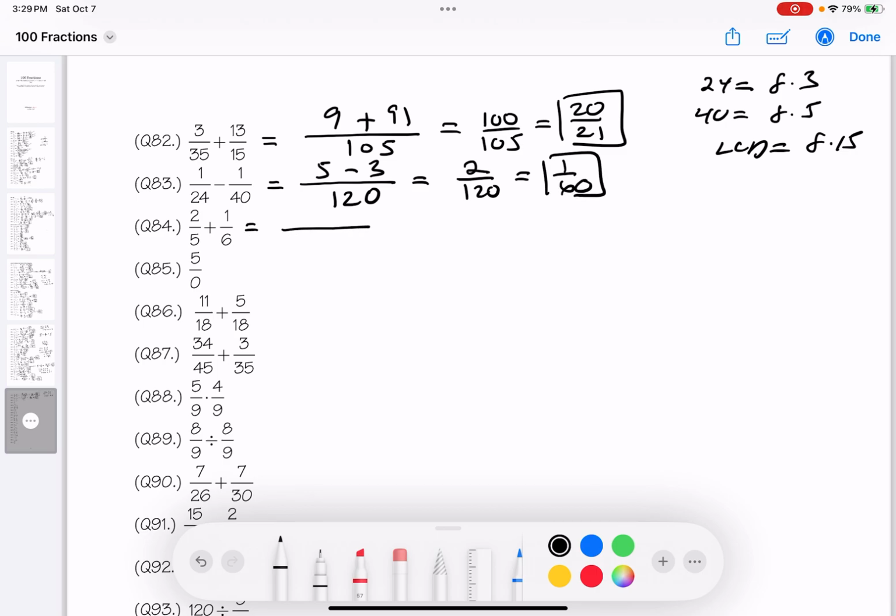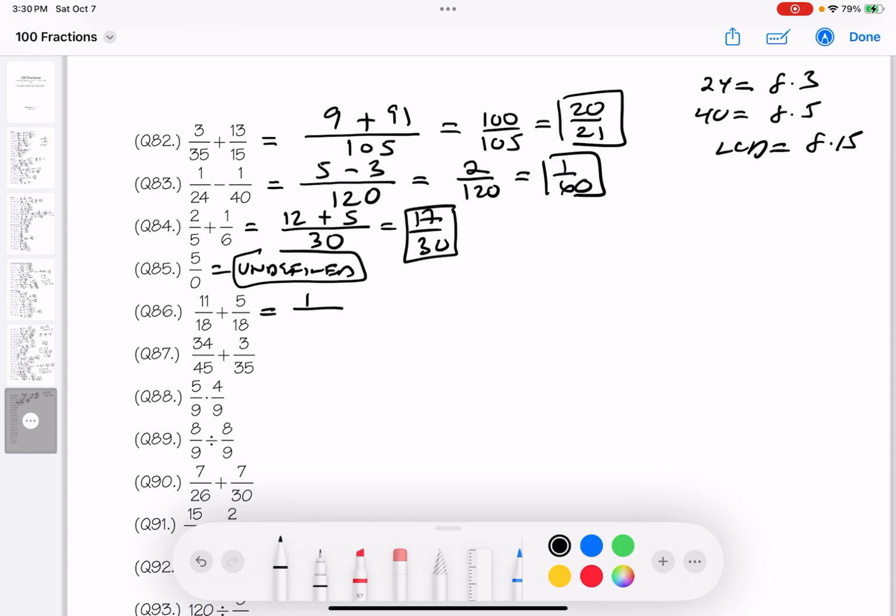A little more, this is easier for me, it's 30. And what do you get? 6 times 5 is 30, so 6 times 2 is 12. And then plus, well, 5 times 6 is 30, so it's going to be 5 times 1, which is 5. That's 17 over 30. All right? This is undefined. You can't divide by 0. You can try, but it's not going to happen.